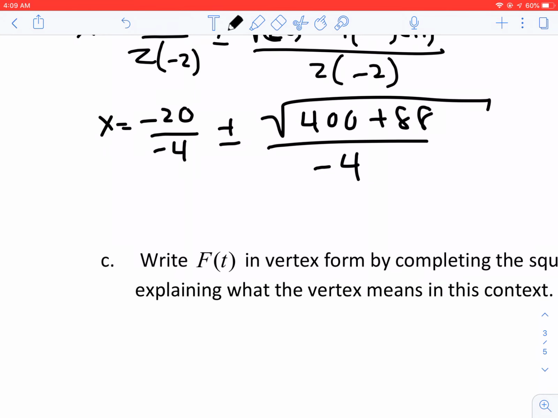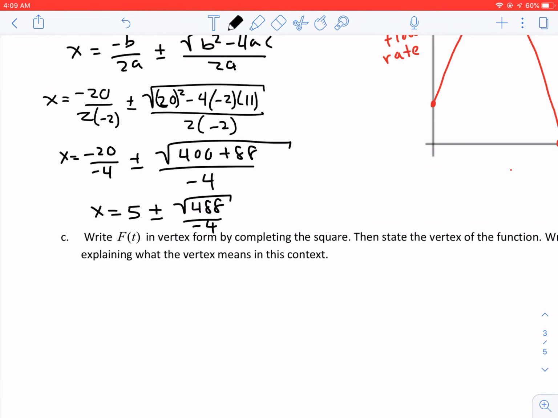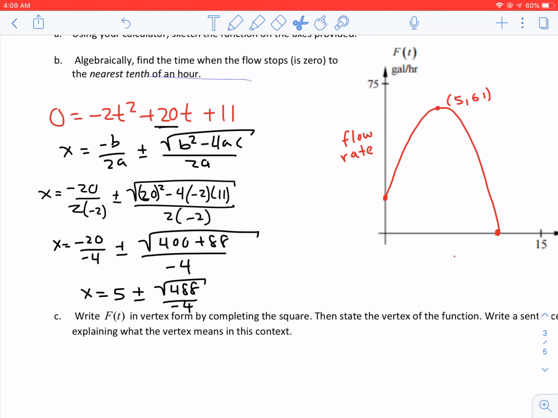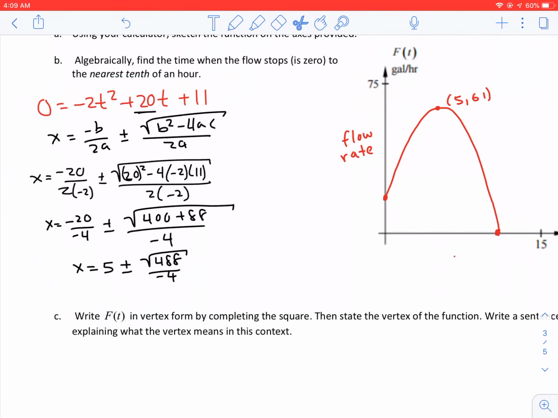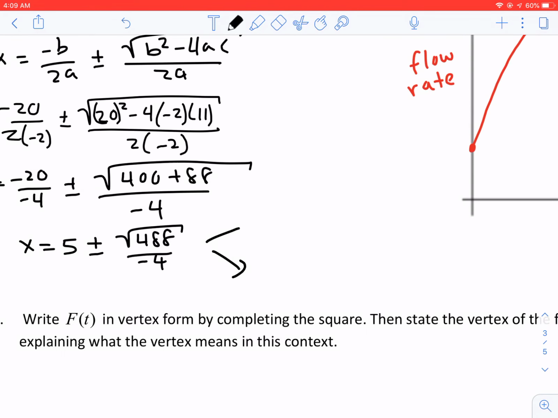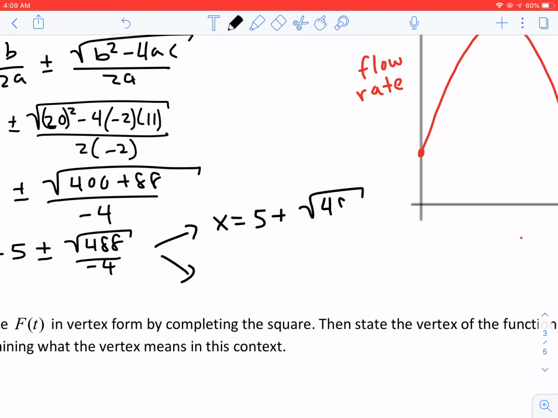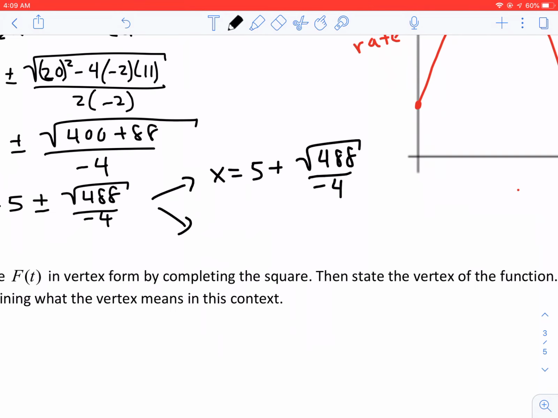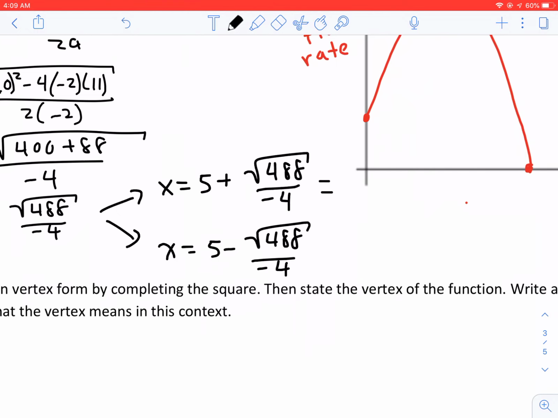So x equals 5 plus or minus the square root of 488 divided by negative 4. And I wouldn't expect you to simplify that radical, right? So we can just type this into our calculator and see what we get, since we want the nearest tenth. So x could either equal 5 plus the square root of 488 divided by negative 4, or x could equal 5 minus the square root of 488 divided by negative 4. So type both of those into your calculator, and let's see what we are getting.